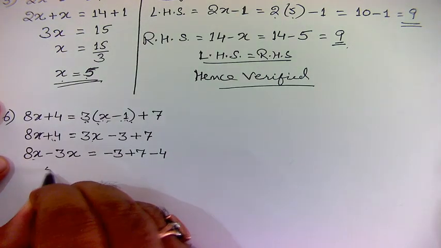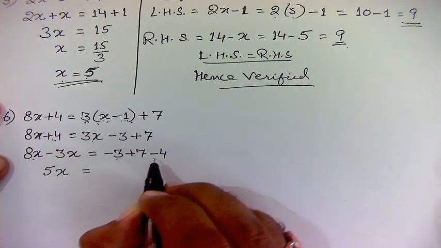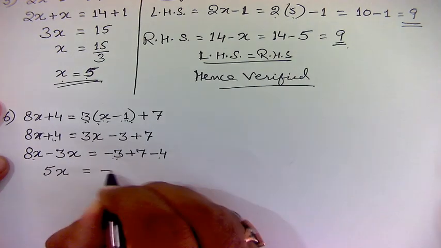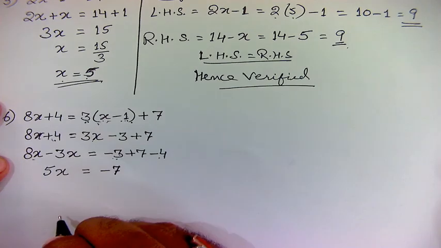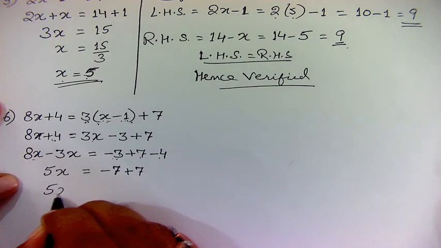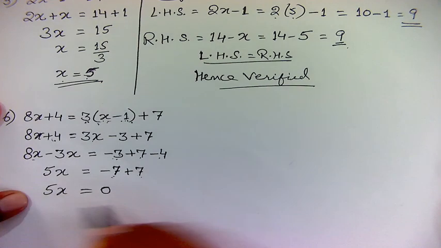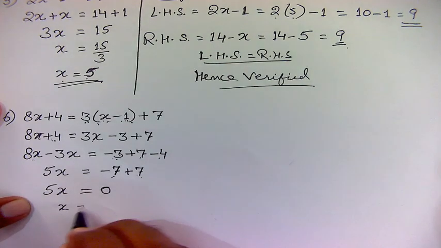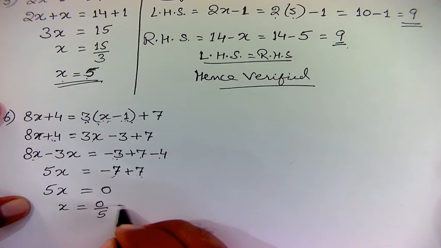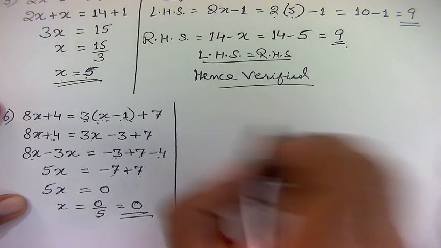So 8x minus 3x is 5x equals to, now minus 3 and minus 4. These both are negative integers, so they add up to minus 7, and then you have plus 7. So 5x equals to, now minus 7 plus 7 is 0. So 5x equals to 0. Then x equals to 0 divided by 5, and when you divide 0 by 5, the value of x you get is 0. Now the verification.